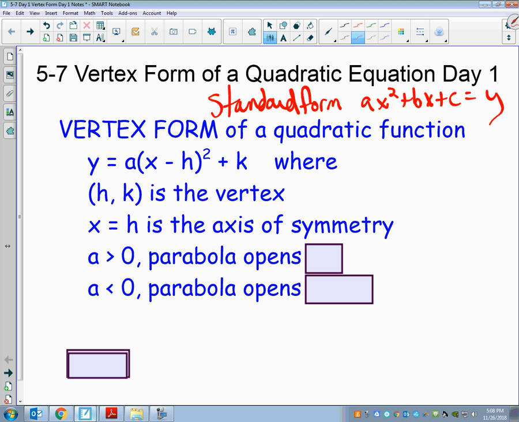And just like before, a still does the same thing. A stretches or shrinks your graph. And also if a is positive, then that means your parabola is going to open up. And if a is negative, that means that your parabola is going to open down.